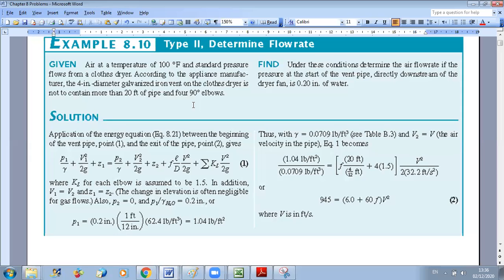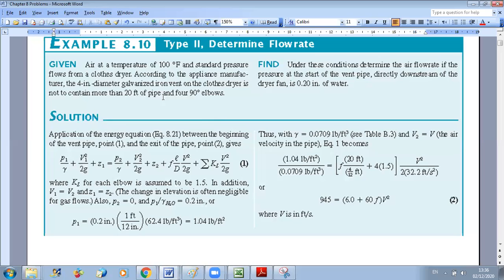They gave us the initial condition. So at the inlet, we have the temperature condition, and we are working at standard pressure flow. Then at the outlet, they gave us the exit pressure. If they give you a height, the pressure will be rho g times this height. So since it is 0.2 inch of water, I multiply the height given by gamma of water, and I get the corresponding pressure.